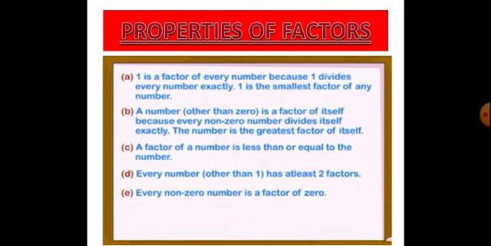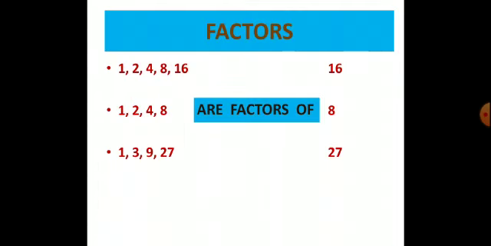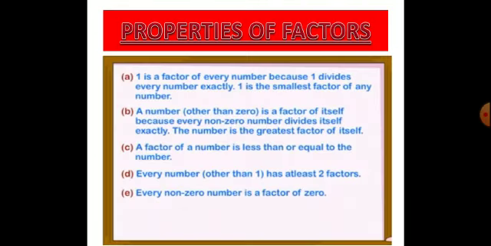Property 4: every number has at least 2 factors. Look here, every number is having 2 or more than 2 factors. Property number 5 is every non-zero number is a factor of 0.